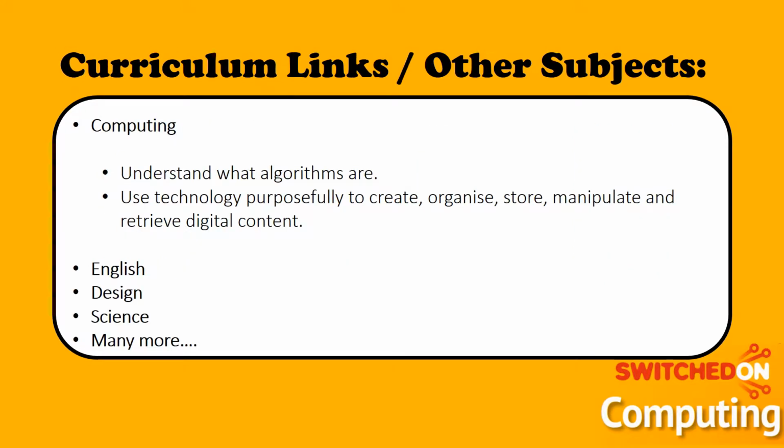Now this unit of work really links into any subject. We're using recipes and cooking to get our point across for this, but you could really link it into any of the subjects. In computing they're going to figure out what algorithms are and they're also going to create some digital content. So we've still got some of the ICT original stuff there. But for example, if you wanted to map this into science, you could talk about an algorithm to do a scientific experiment. You could also do an algorithm in design to plan out how you're going to cut something out. So there's all sorts of ways you could link this into other subjects.